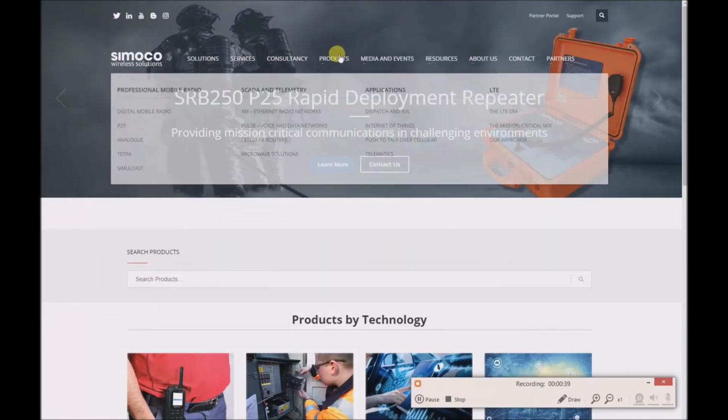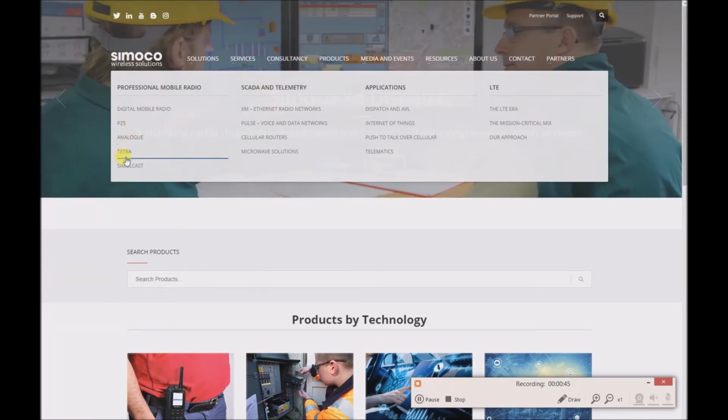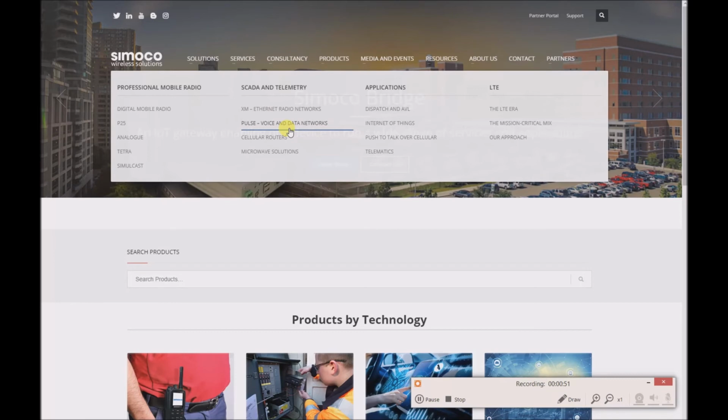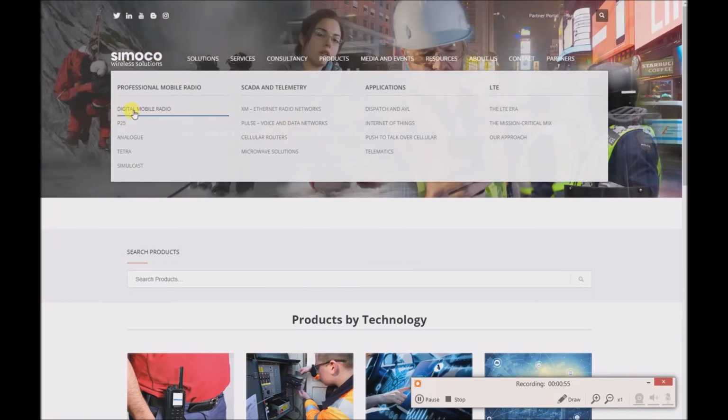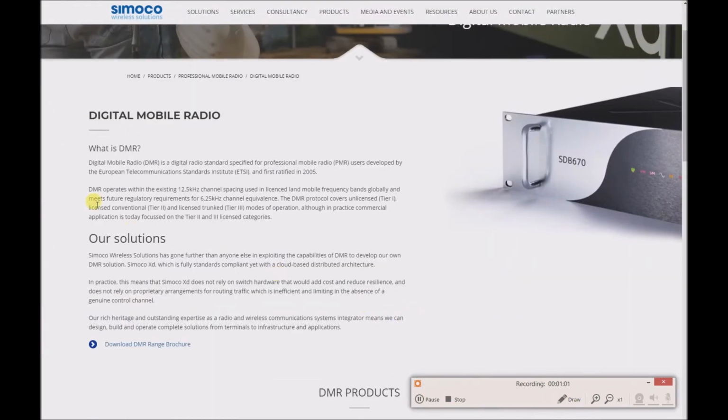Okay, when you hover the cursor over products, it talks about digital mobile radio, P25, analog, Tetra, simulcast, XM, pulse, voice, and data networks. Let's just click on digital mobile radio. And there's, well, I'll read this a little bit.